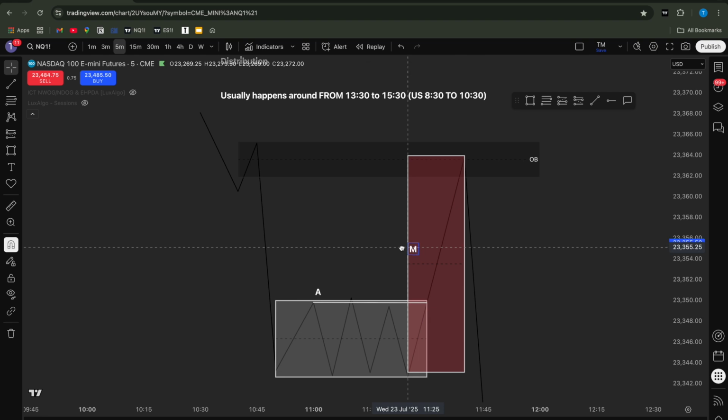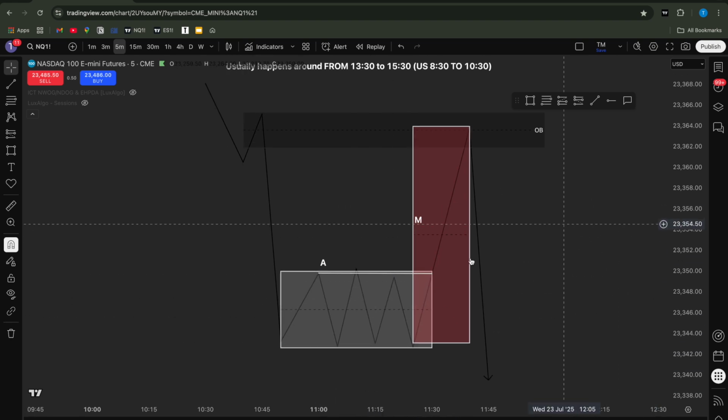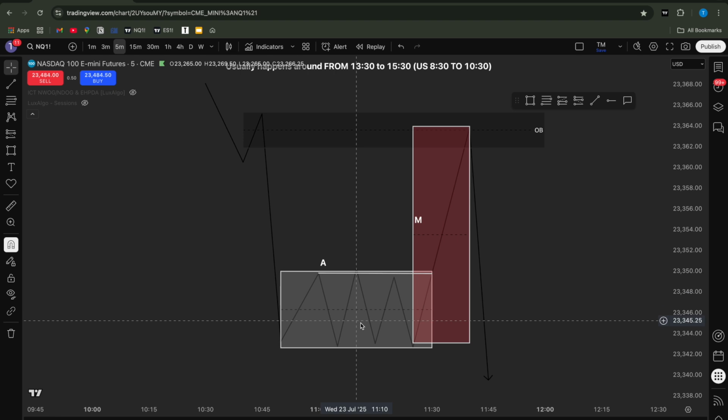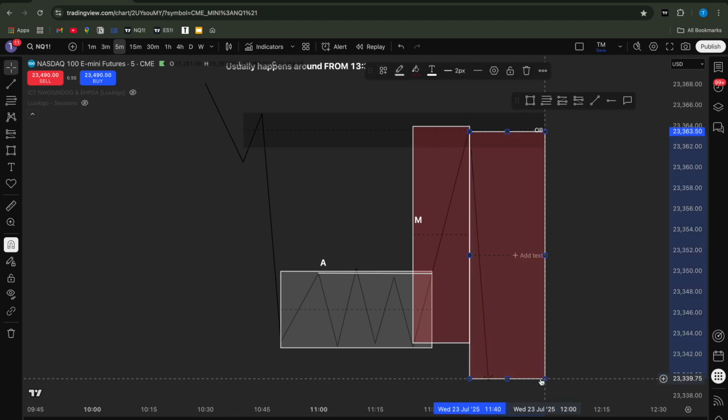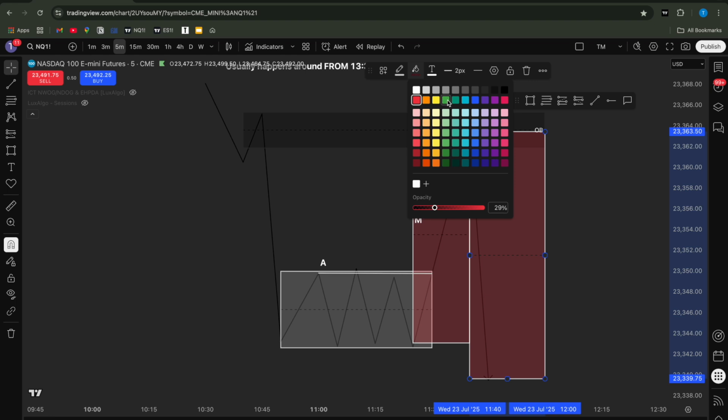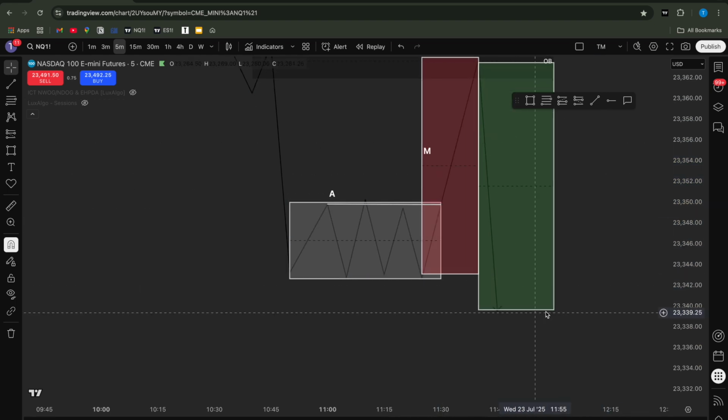So manipulation is where price moves against your bias, where it's sort of hunting for liquidity to tap into a PD array. So here you can see we've got this order block. Price accumulates, generates buy side, generates sell side, manipulates into the PD array, taking out buy side, and then, as you can see here, price taps into the PD array and then distributes to come and take sell side.